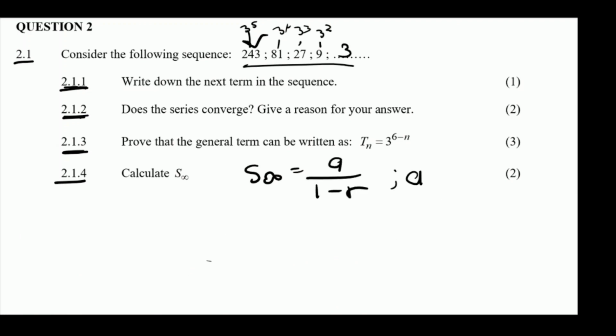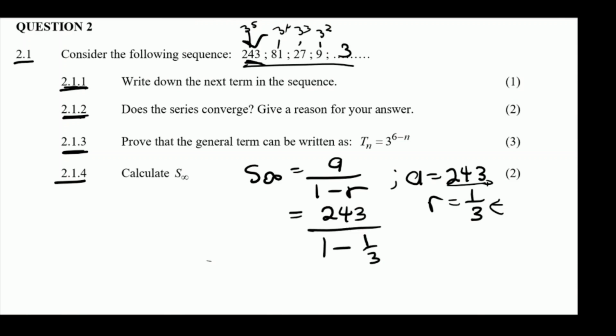Of which our a value is 243, right? And our r is 1 over 3. So all these values, this one is just this one here, and this one we calculated in previous questions. So we're just going to substitute that. So it's going to be 243 divided by 1 minus 1 over 3. So you're just going to punch that in your calculator to find the solution, which would be 364.5. So this is your solution of the sum to infinity.